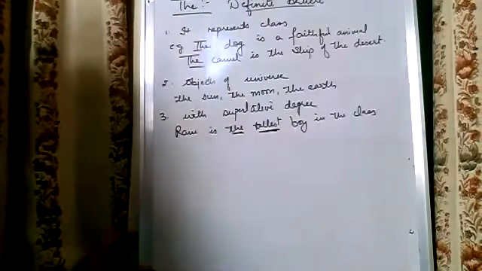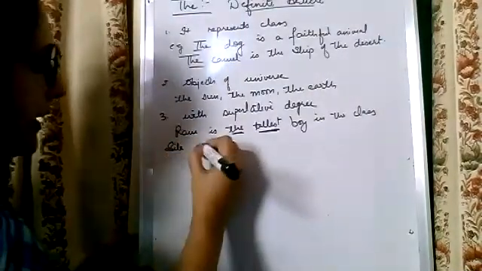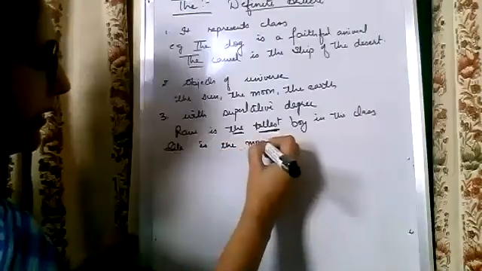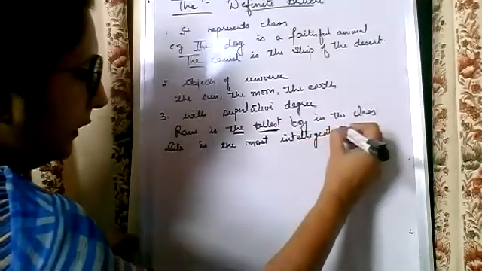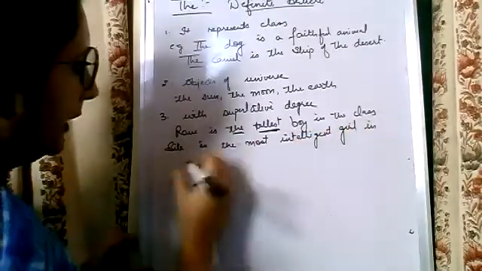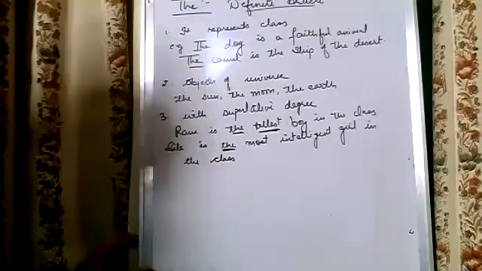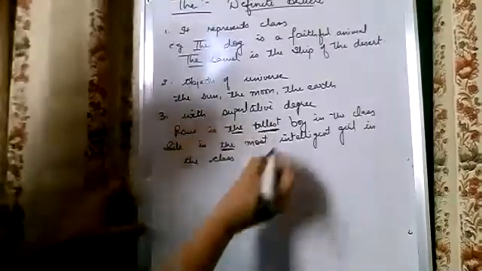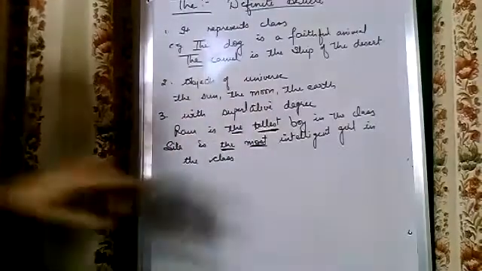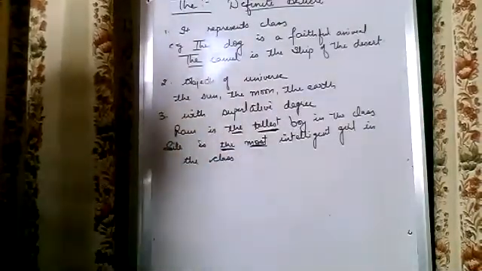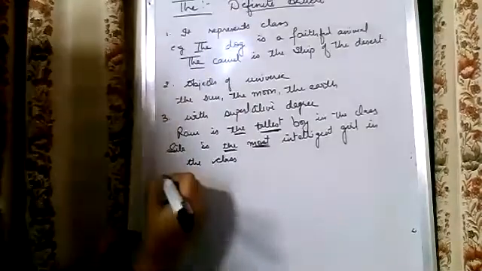Okay. Or you can say Sita is the most intelligent girl in the class. Okay. So in this manner, here we are using "most," which is the superlative degree. Tallest, tall, taller, tallest. Out of these, tallest and most are the superlative degrees, more and most, right? So with these we are also using "the."